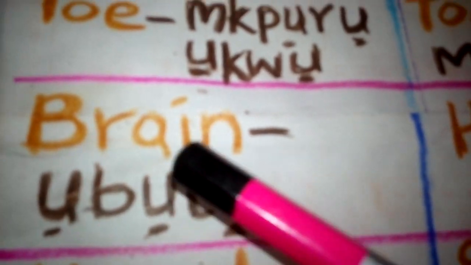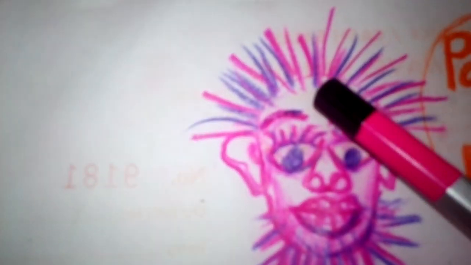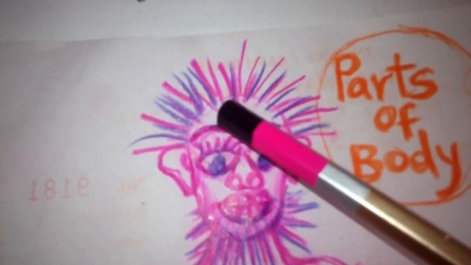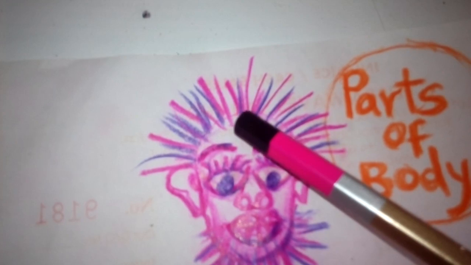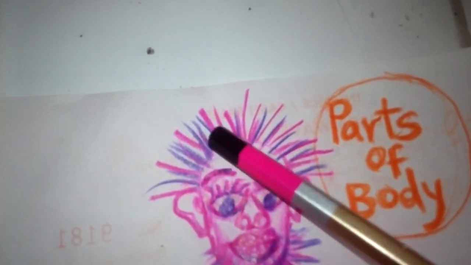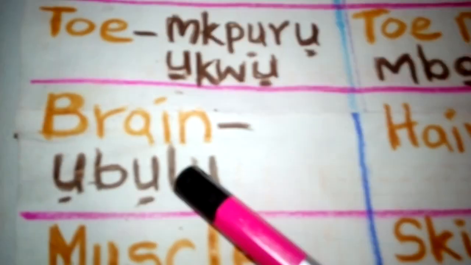Brain, obolo. Obolo is inside the skull, inside the head. The white thing inside the bone there is what we call obolo, brain.